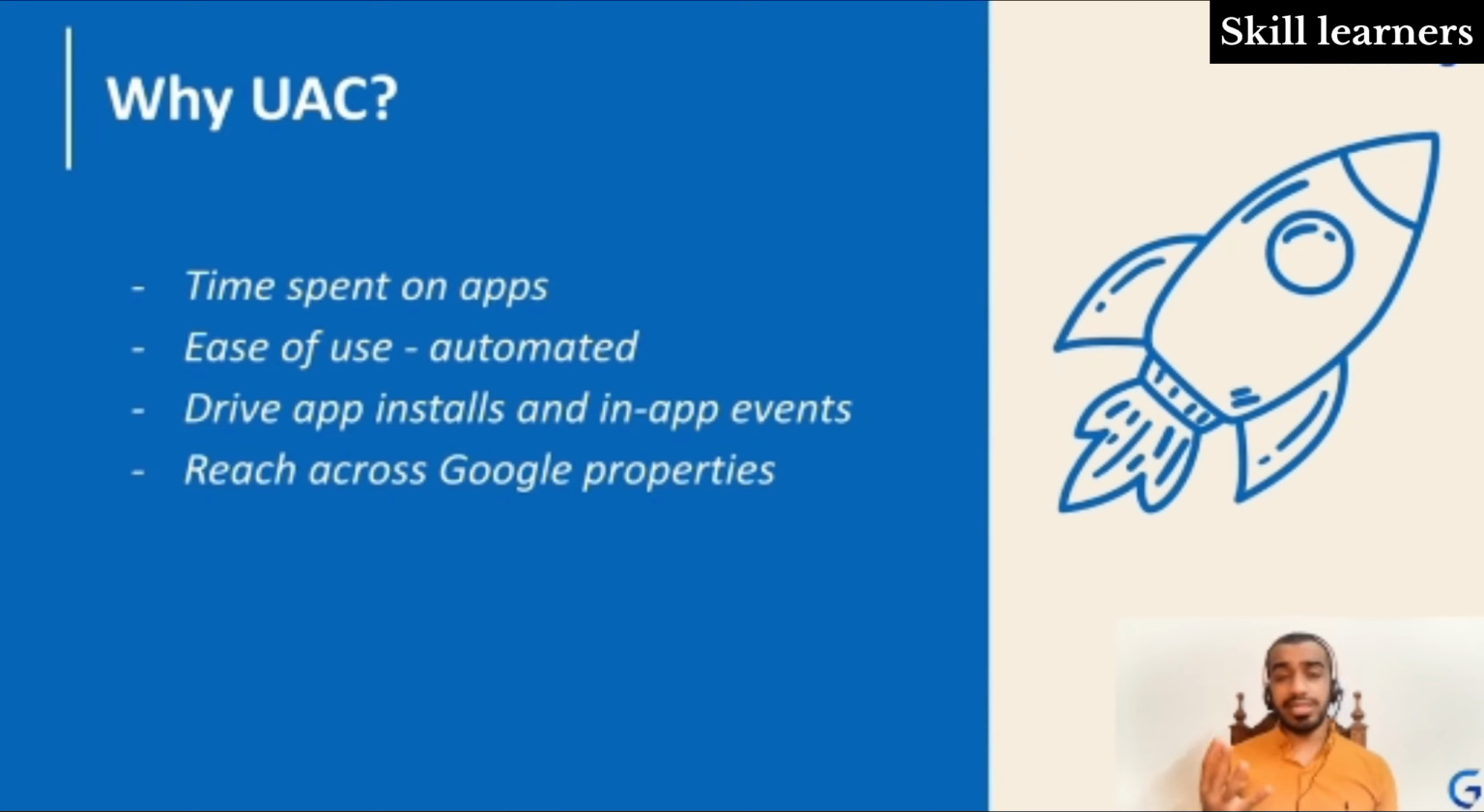So the fourth reason is reach across Google properties. So Google properties itself is very, very strong. So you get a mix of all the Google properties in UAC campaigns. You get Google search, you get Google display network, you get YouTube placements. So these three are very, very strong properties where most of the audiences are present. So through Google app campaigns, you really tap into a really huge pool of audience.